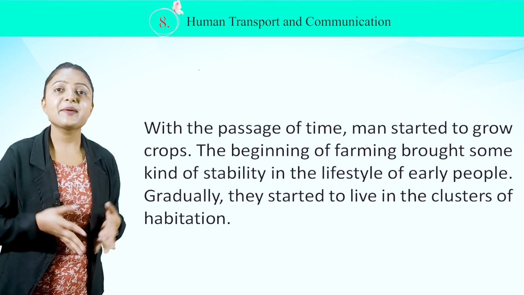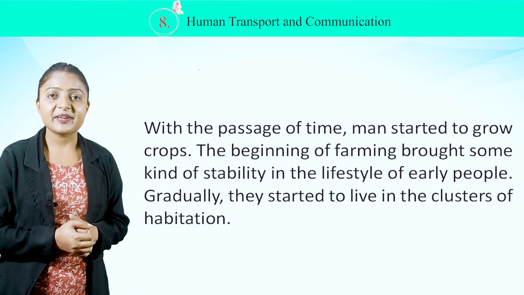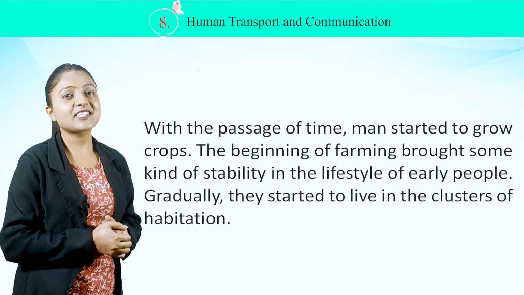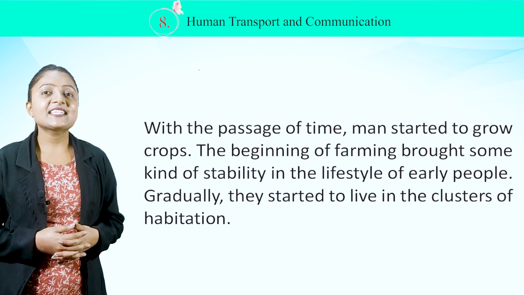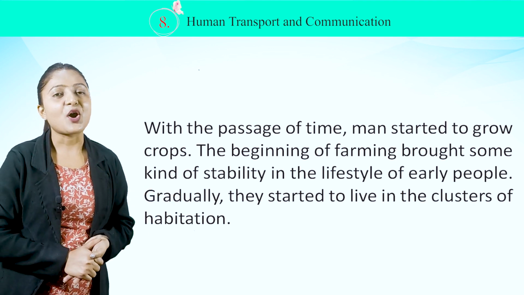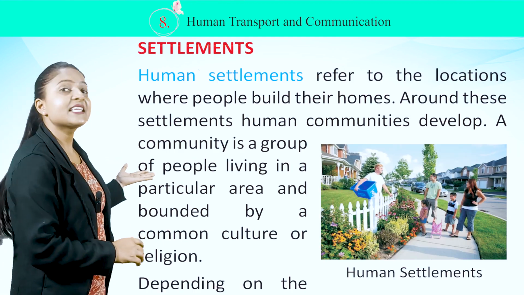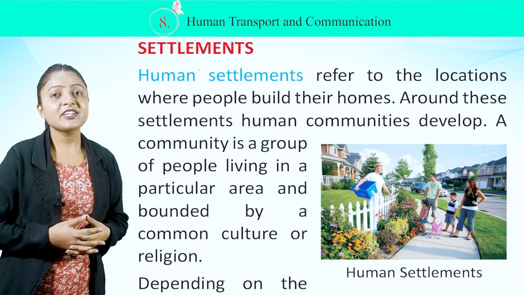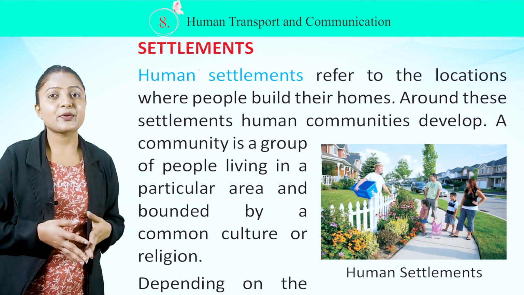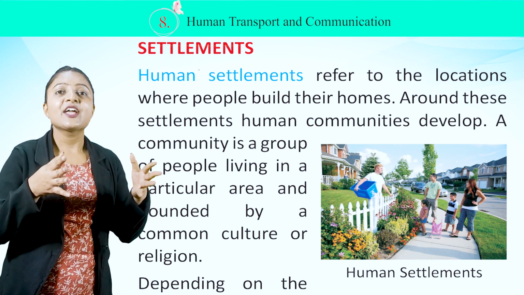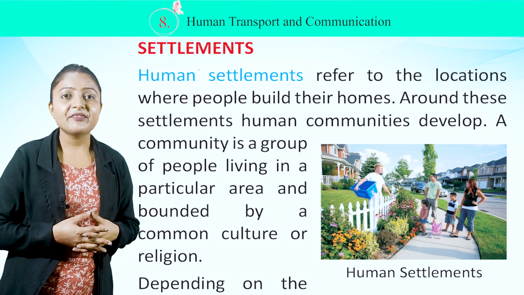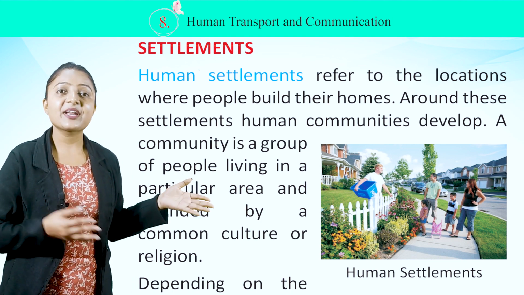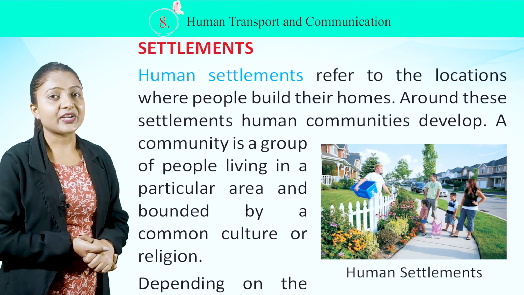With the passage of time, men started to grow crops. The beginning of farming brought some kind of stability in the lifestyle of early people. Gradually, they started to live in clusters of habitation. Settlements. Human settlements refers to the locations where people build their homes. Around these settlements, human communities develop. A community is a group of people living in a particular area and bounded by a common culture or religion.